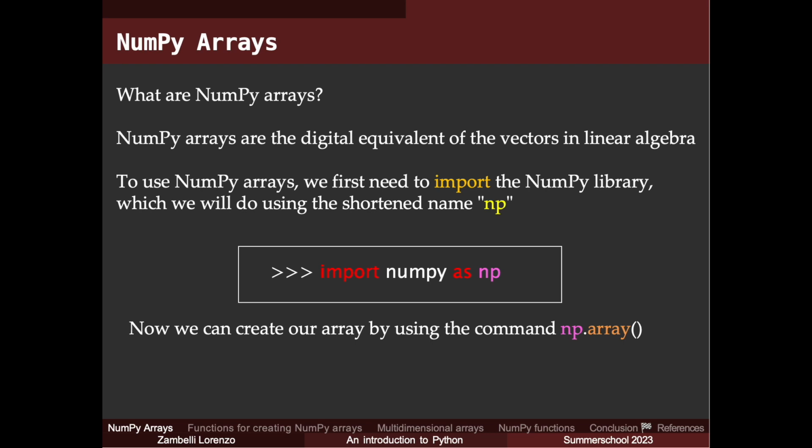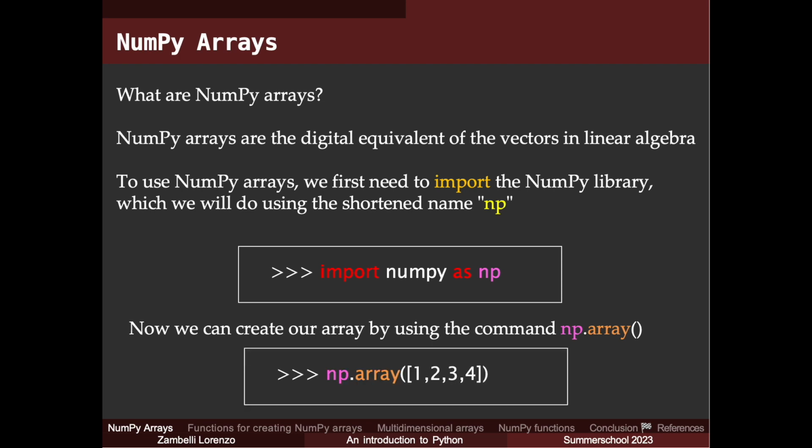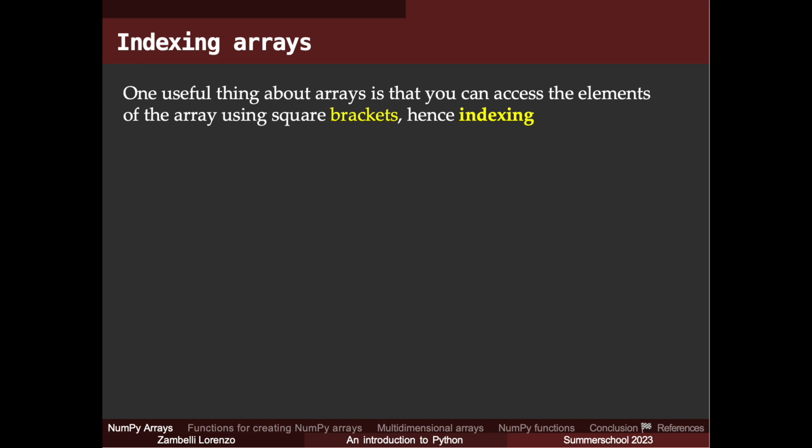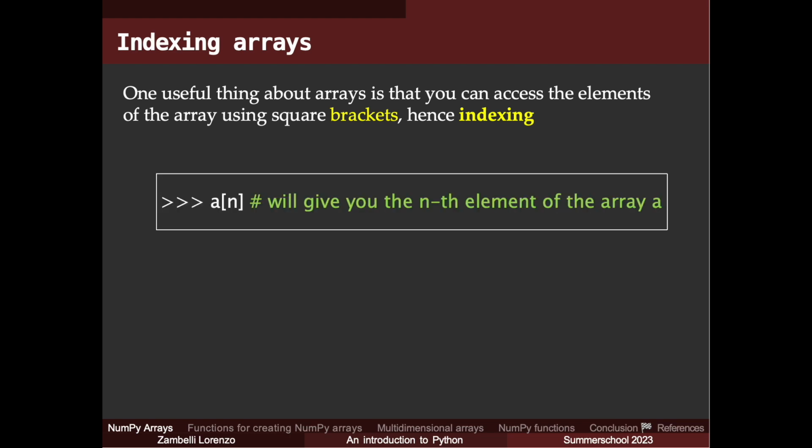To create a NumPy array, we use the array function of NumPy, and this is the basic structure. You create a NumPy array using the square brackets inside the function array. You can also use a list. As with other arrays in the basic structures of Python, such as lists and tuples, with NumPy arrays you can do indexing, which means you can access elements through square brackets. This is the basic structure.